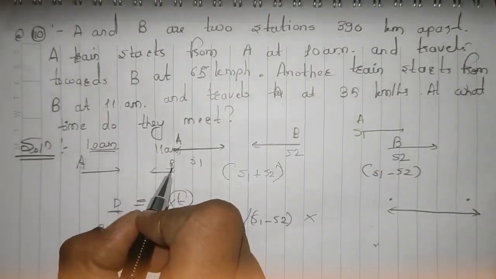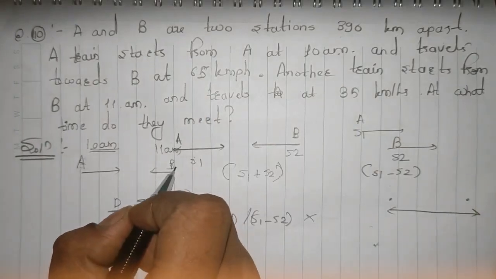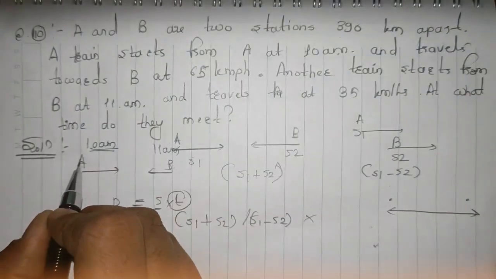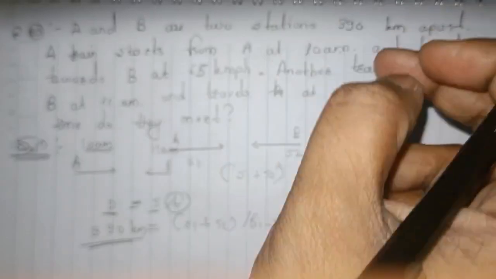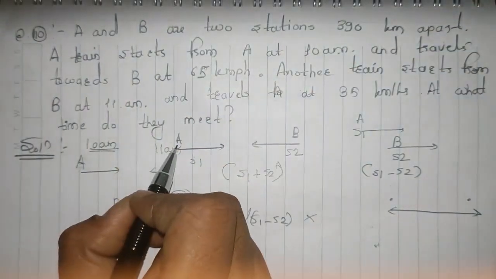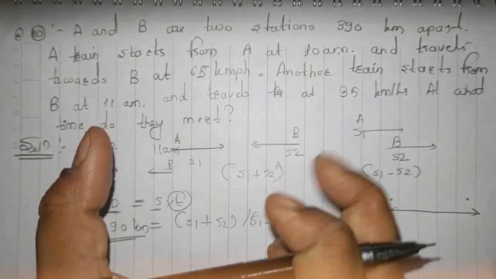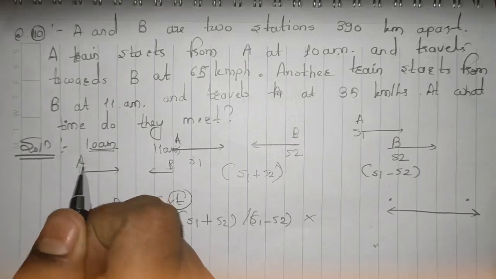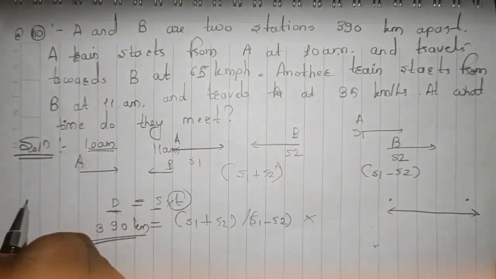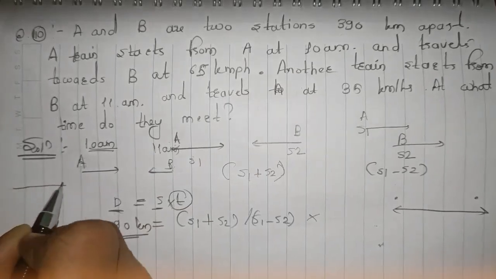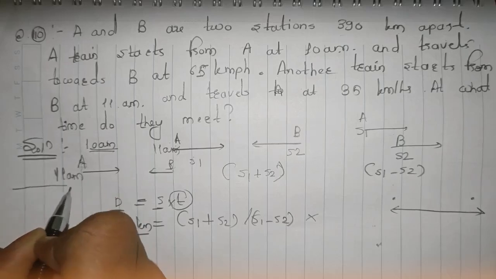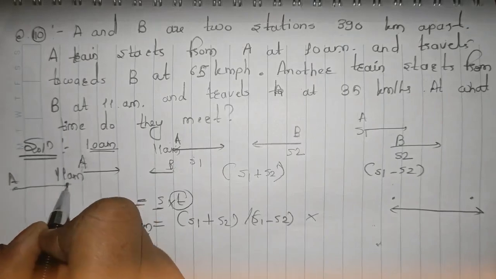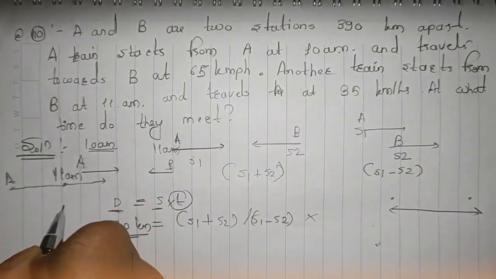So at 11 a.m. B started moving, and the distance covered by A from 10 to 11, we have to eliminate, because for that 1 hour B has not moved. We have to consider the distance covered by A from 11 a.m. From 10 a.m. A started moving, and at 11 a.m. it reached this point. A started from here, it has reached this point, and then again it is just continuously moving.